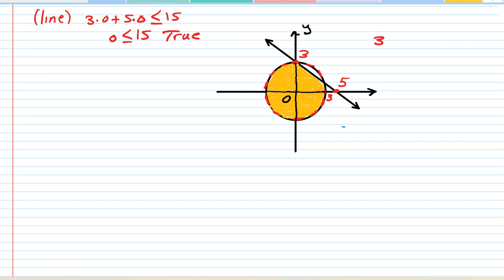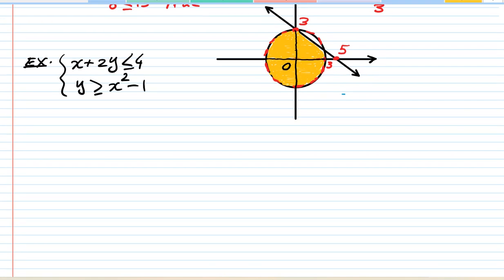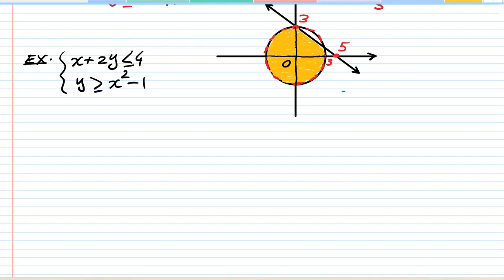Let's take a look at one last one maybe. In this example, suppose I have x plus 2y less than or equal to 4, and then let's go with a parabola. How's that? y equal x squared. Let's make that greater than or equal, so it's easier for me to draw them using my software. And there you have it.